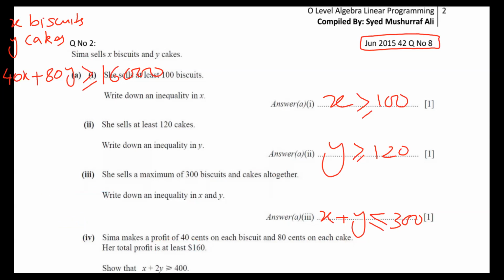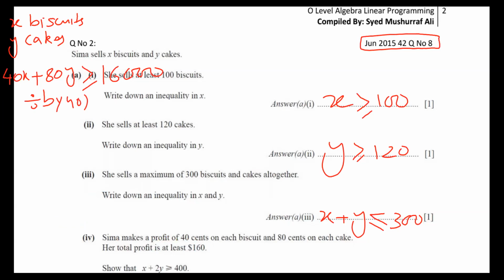But the problem is that beside of x, we need no number beside of x. So it means we need one beside of x. How to get one here? Naturally, divide by 40. And this is a compulsory step.